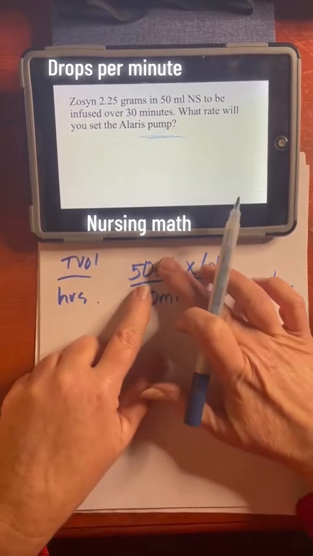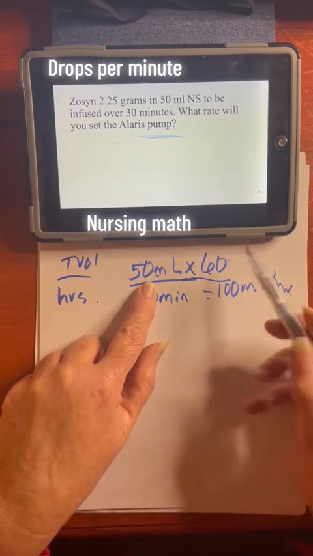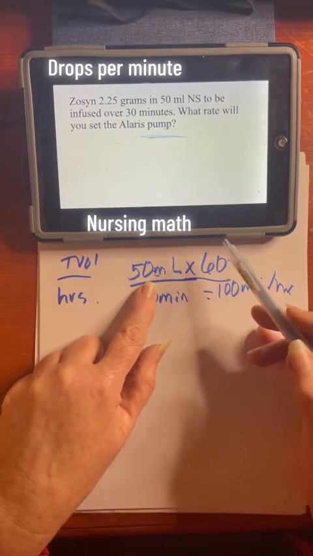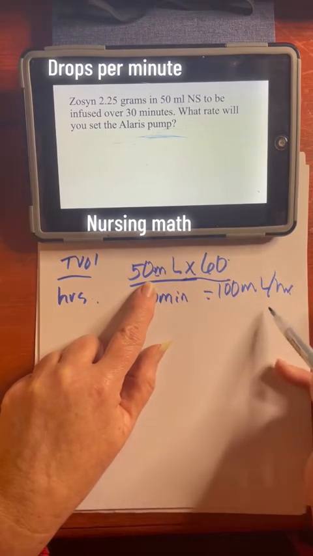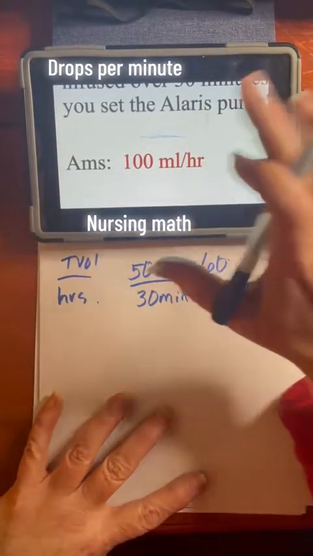And it should run at 100 milliliters per hour, which makes sense. If you wanted to drive 50 miles an hour, you drive 50 miles an hour. But if you wanted to go 50 miles in 30 minutes, you'd need to drive 100. Yeah. Look, we saved them.